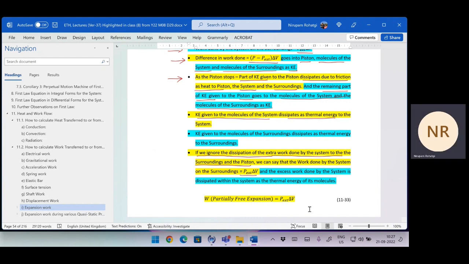Okay. So if it is not given how much energy is going as thermal energy to the piston, to the surrounding, etc., then you are well within your right to assume that the work transfer is only P external delta V, and whatever P dV you can think of remains with the system. Okay.